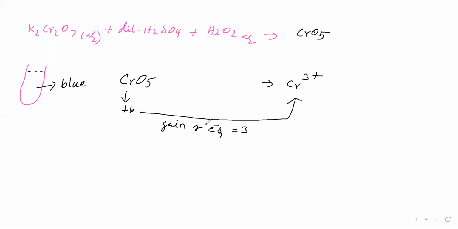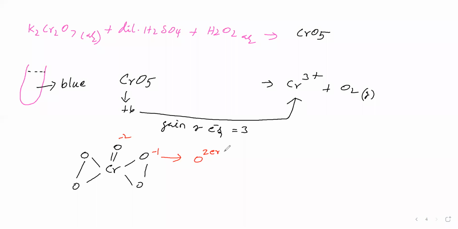So CrO5 is converting into Cr plus 3. Then we are getting bubbles from the solution. Those bubbles are oxygen gas, which is formed from CrO5. The oxygen is -1, which is unstable. Therefore this -1 is converting into 0 oxidation number. This is called oxidation, loss of electrons, 1 electron. Here 4 oxygens are there. Therefore 1 into 4, 4 electrons.